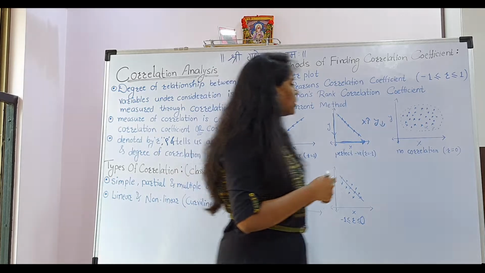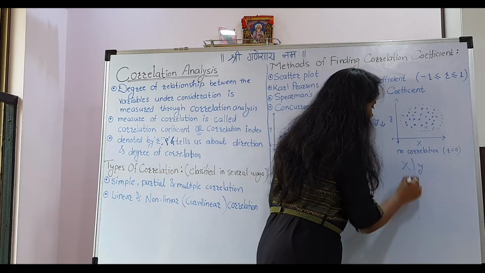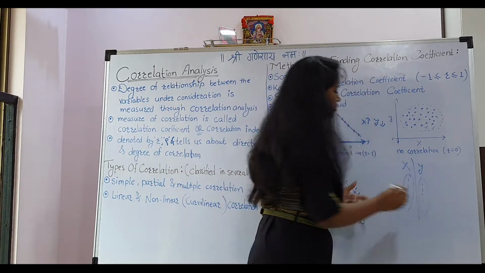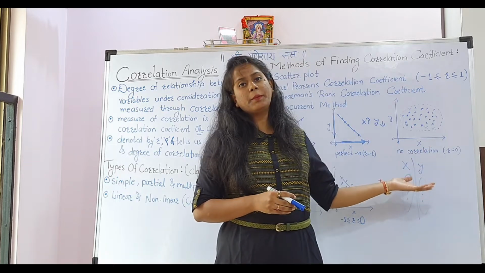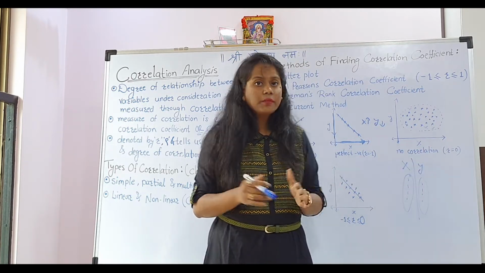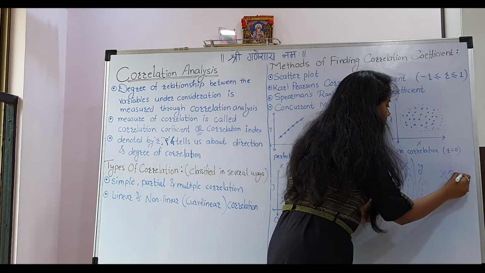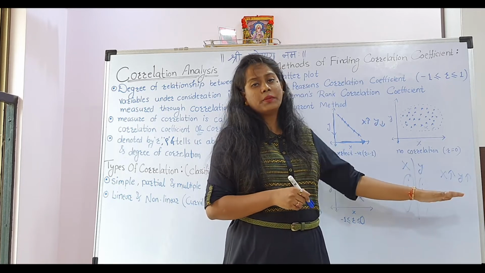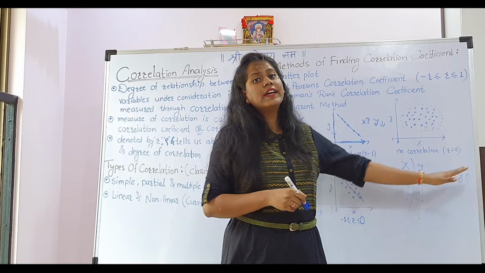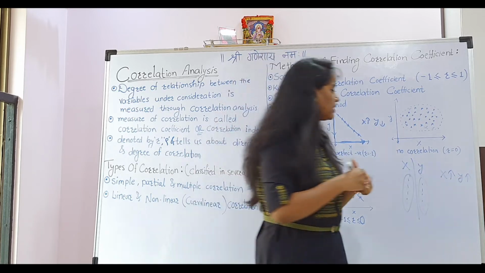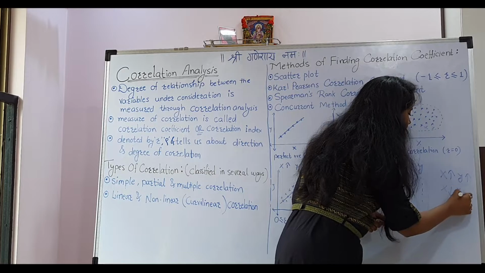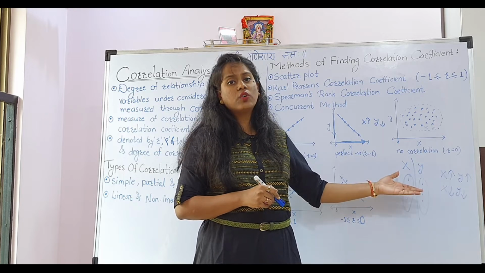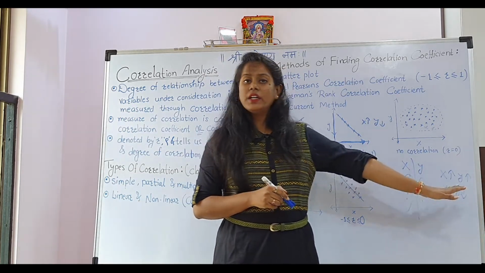What is the direction? Let us suppose two variables x and y, so there is a pair of observations for the variable x and for the variable y. If both variables move in the same direction, that means if the value of x is increasing and the value of y is also increasing, then we can say that both variables are positively correlated as they are moving in the same direction. Or else if the value of x is decreasing and that of y is also decreasing, still we can say that yes, both variables are positively correlated as they are moving in the same direction.